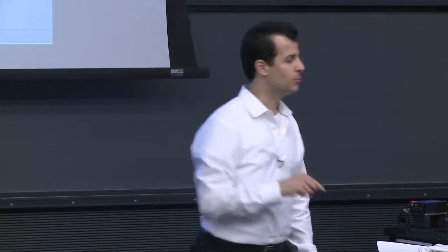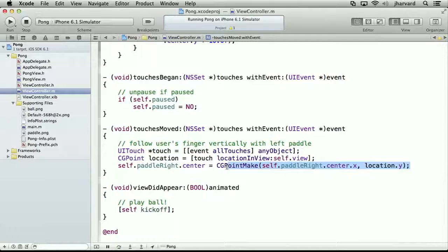I'm only allowing it to move up and down. So notice here, recall this line of code from our previous example. The paddle on the right, its center, is only ever being updated according to the y-axis. So notice this value here, the x value. This is literally the paddle's current x location, because it's self.paddleRight.center.x.